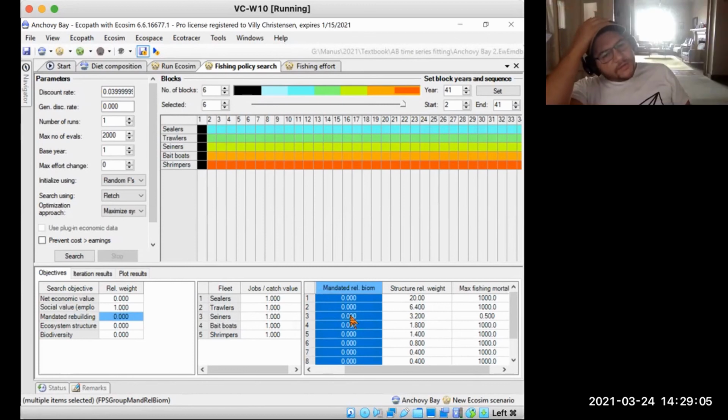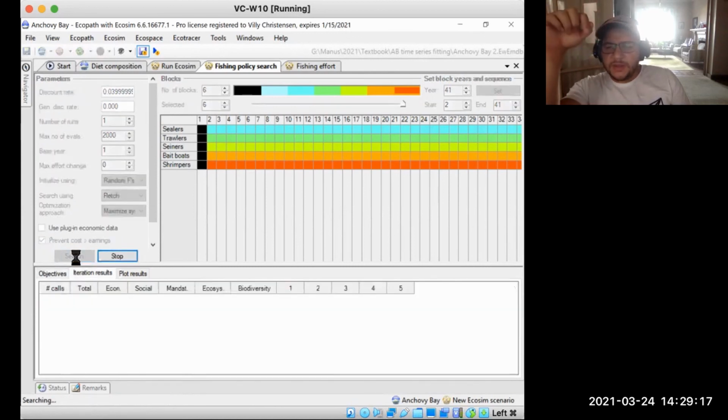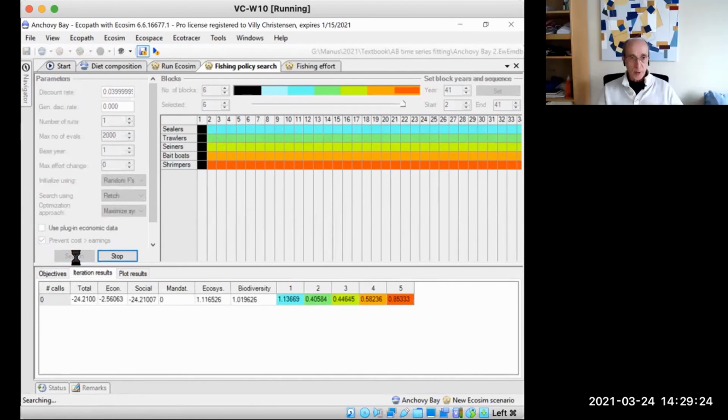Billy, and the prevent costs and earning being larger than earnings, then you are limiting your policy search to a space where nothing can lose money in regard to the Ecopath baseline. In principle, yes. Yeah, okay. But it's not always possible for it to find it.